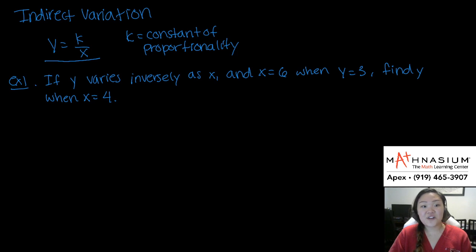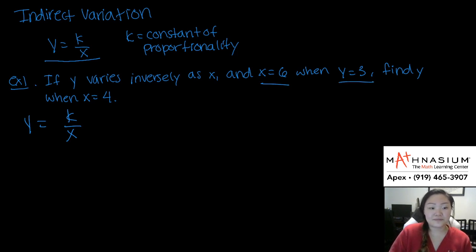So let's go ahead and start our first example. If y varies inversely as x and x equals 6 when y equals 3, find y when x equals 4. So our first step here is that we need to solve for our constant of proportionality k. So let's go ahead and do that by plugging in the y and x values that they gave us. x equals 6 and y equals 3. So we substitute in those values into our indirect variation equation, and we're going to solve for k.